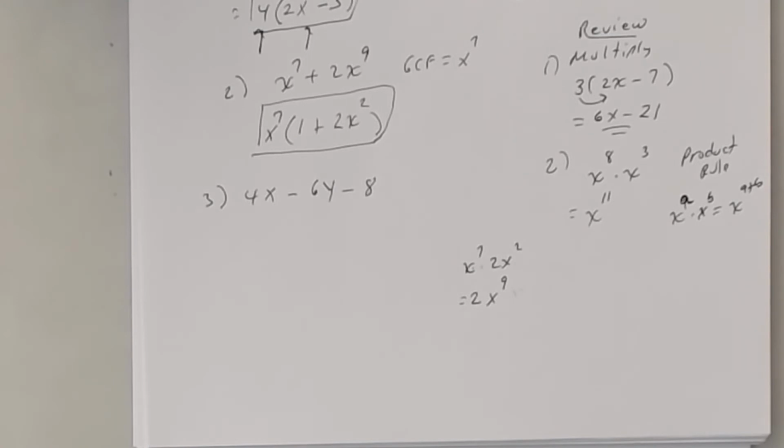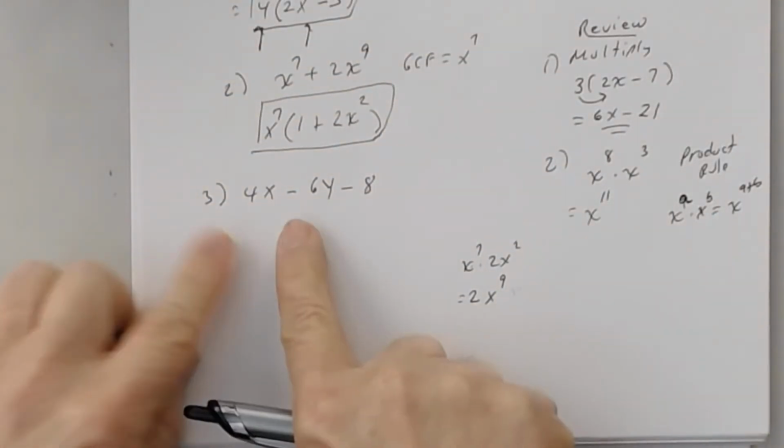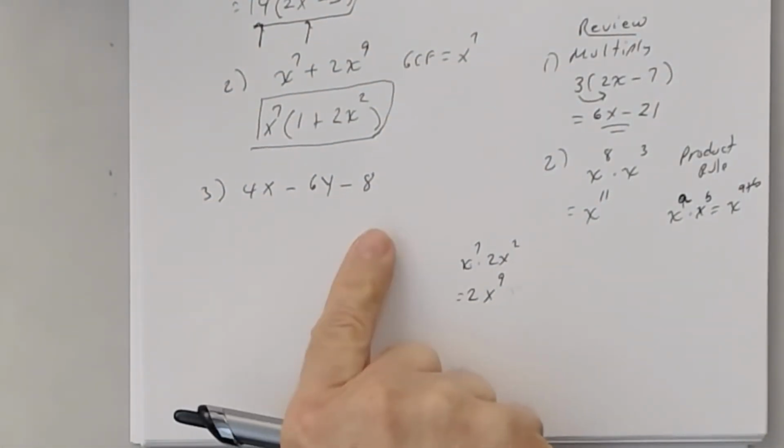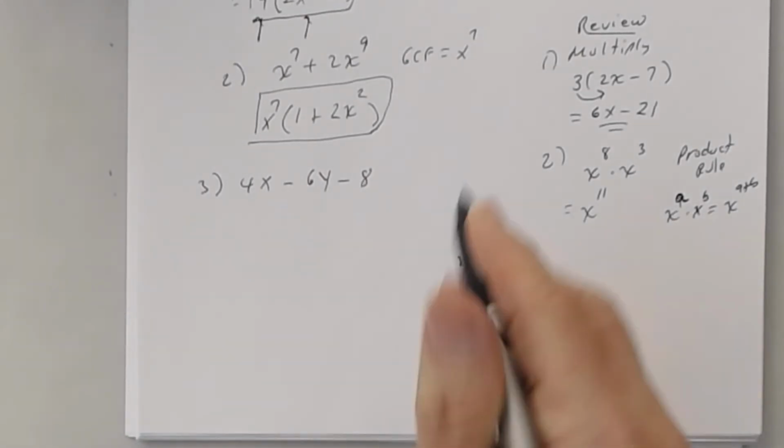All right, is your neighbor's correct? You don't think yours is correct? What is the GCF? 2. No variable, right? It's just 2. So if you look at 4, 6, although it's negative 6, just think 4, 6, and 8. What's the greatest common factor for 6 and 8? 2. So there's my GCF. It's 2.